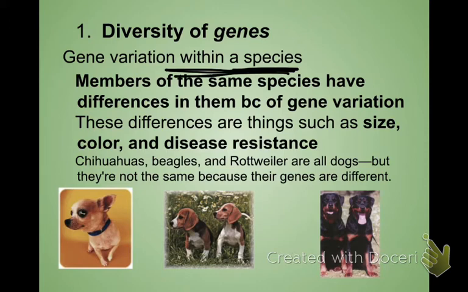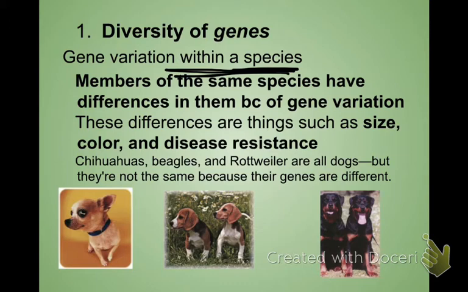So for example, if we look at dogs, there's the one species of dog, but there's a lot of different breeds. That provides a lot of genetic diversity. You've got the Chihuahua, Beagle, Rottweiler. And then look at people, for instance. We are all the same species, yet we have a lot of genetic diversity: different eye color, hair color, skin color, heights, things like that.